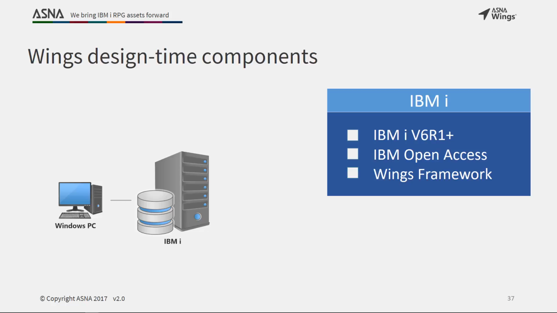To do design time and testing with ASNA Wings, you need an IBM I and a Windows 7, 8, or 10 PC. On the IBM I, you'll need IBM I V6R1 or higher. You'll also need IBM's no-charge licensed program product, Open Access. It's in the box for V7R2 and higher, and PTFs are available for V6R1 and V7R1. And then you'll need the Wings framework, which includes ASNA Datagate, installed on your IBM I.